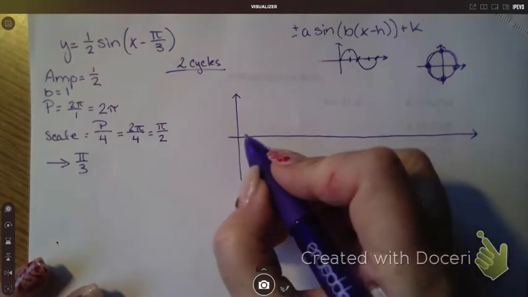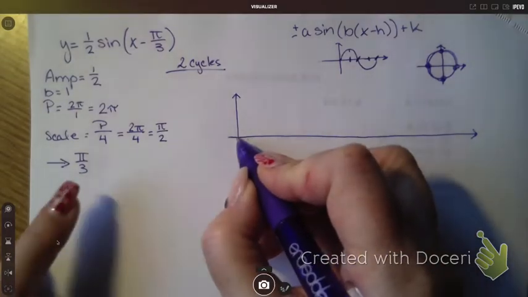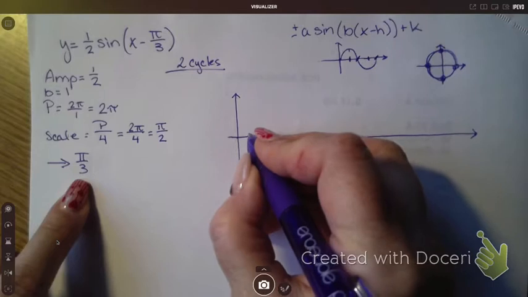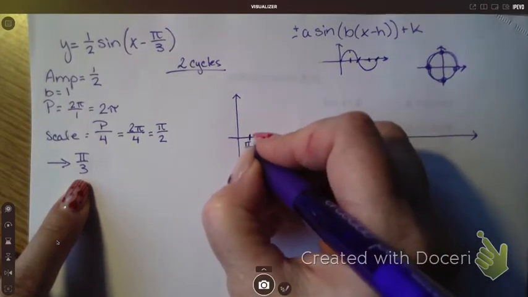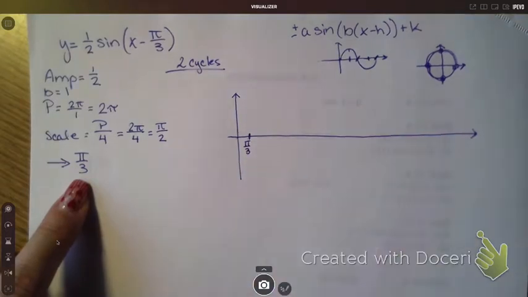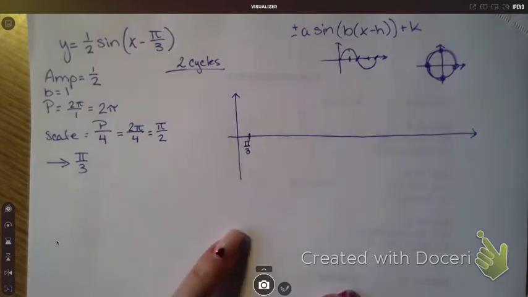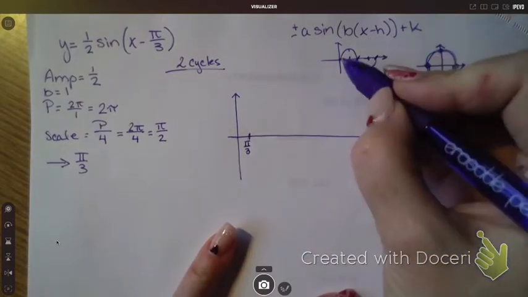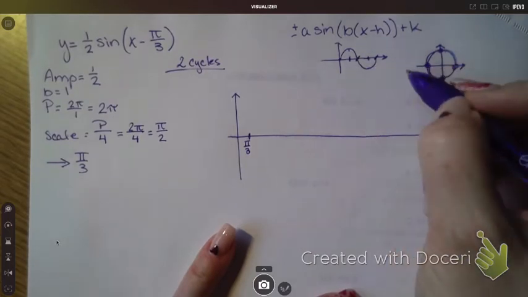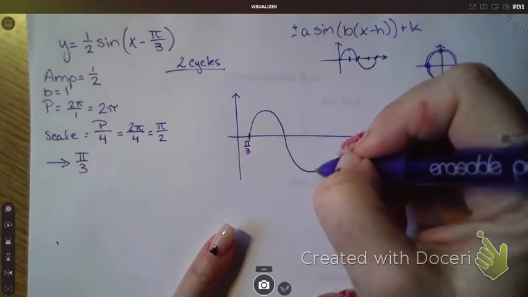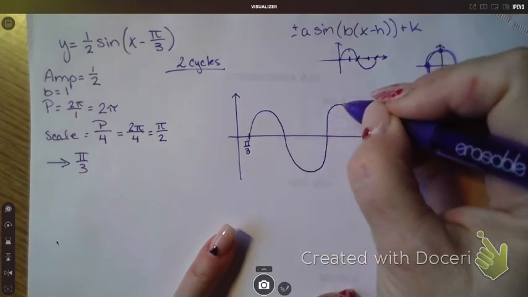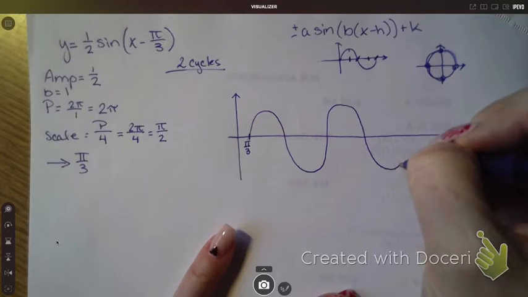So I'm not going to start at 0. I'm going to start at where? Pi over 3. And we're just going to make this pi over 3. I don't care if it's right or not, I'm going to mark it pi over 3. Okay? So that's my starting point. If I move left, I'd move it left. So then I just make 2 complete cycles. So I'm going to go 1 and then keep going. There's 1 and there's 2.